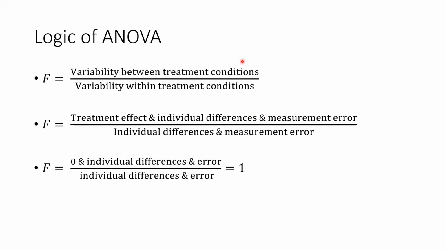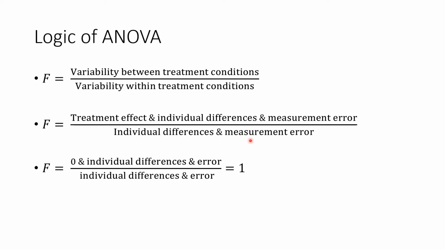And of course, some of the variability in this between treatment condition is also created by measurement error, because there's always measurement error. We can't measure something perfectly. Well, the logic of the F test is that the within group variability is made up of individual differences and measurement error. The people within a group are also different. So that variability within a condition is a measurement of individual differences.